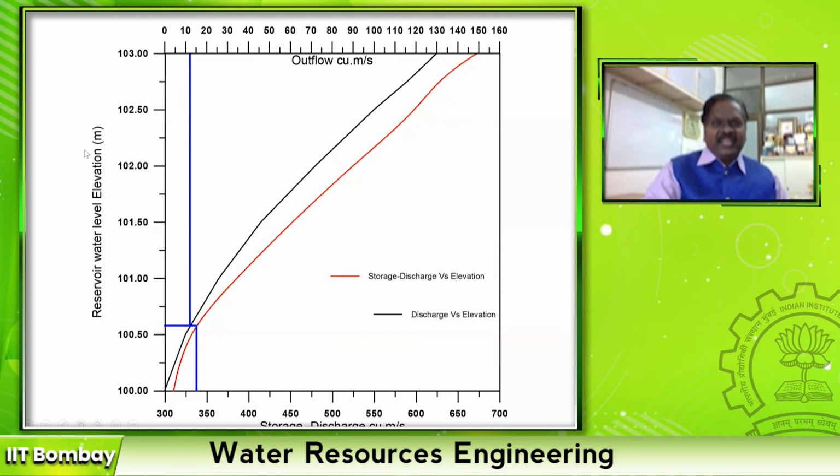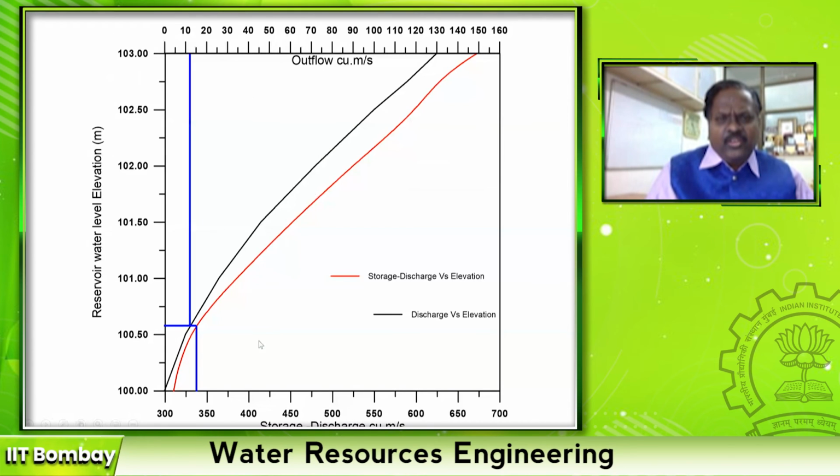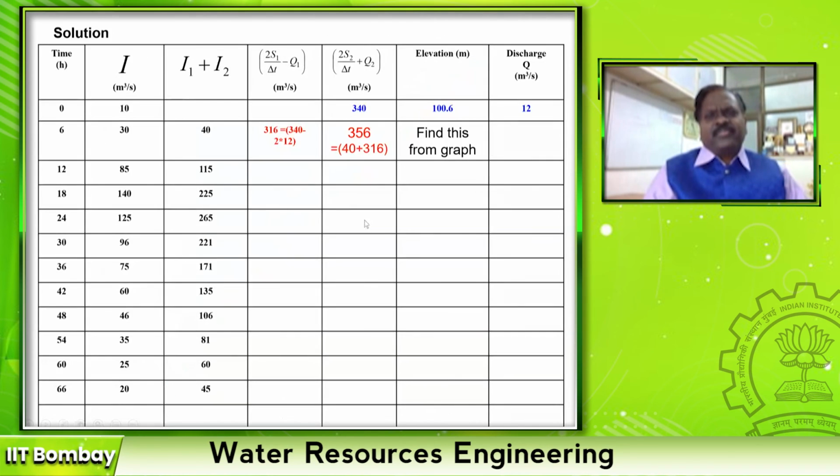Now you construct a table, right? This is the time: 0, 6, 12, 18 hours. This is the inflow at every time step. Now at 0, you know what is the 2S2 by delta T plus Q2. From the elevation of 100.6, you have found out these two values. Now you have to find out what is the discharge at 6.